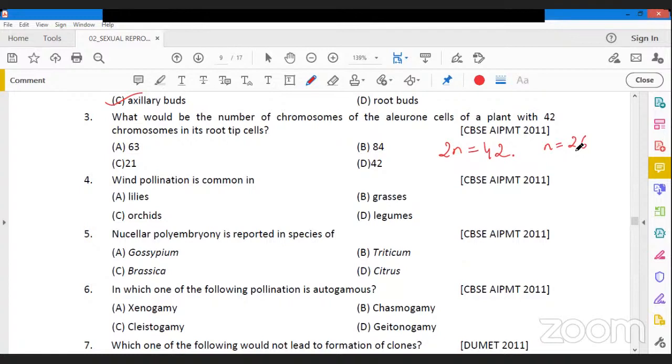Let's calculate it once, is it correct? Sorry, I wrote 26, sorry, 21. 42 divided by 2 will give you 21. 21 into 3 will give you 63. So the correct answer is A. The aleurone layer is triploid. The correct answer is 63. Look at it once. So 2n is 42, so n will be 21. 3n will be 21 into 3, which is equal to 63.